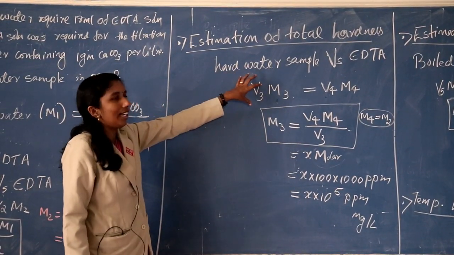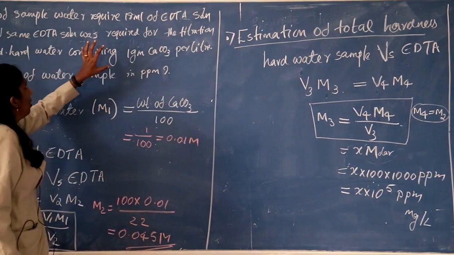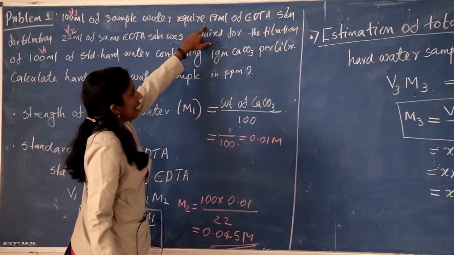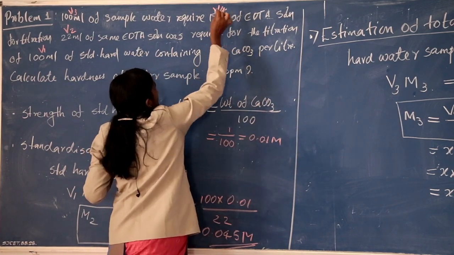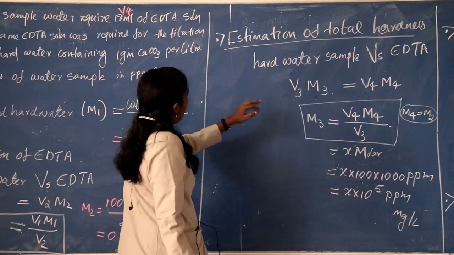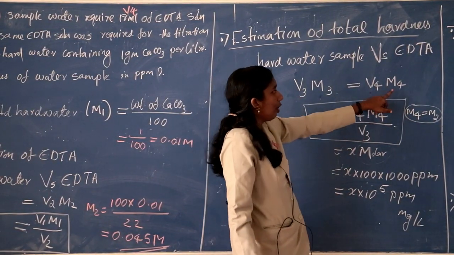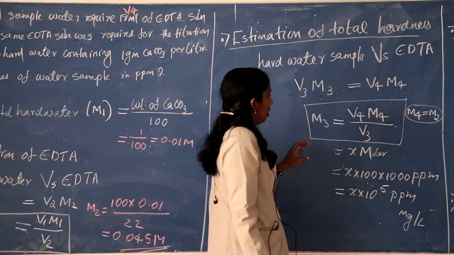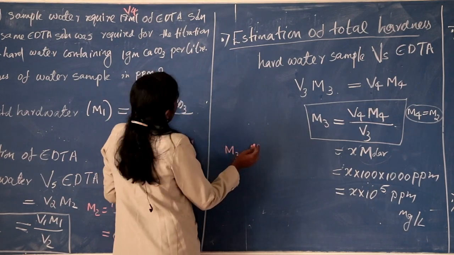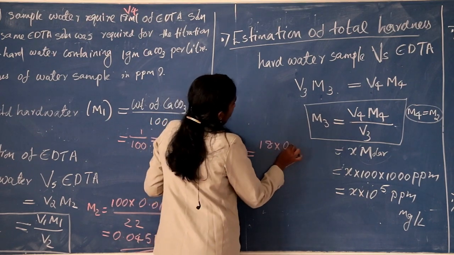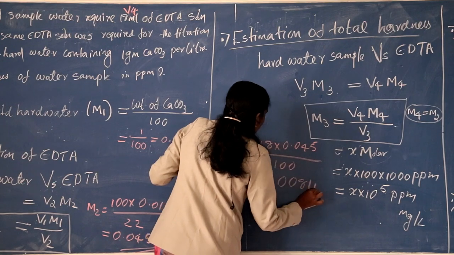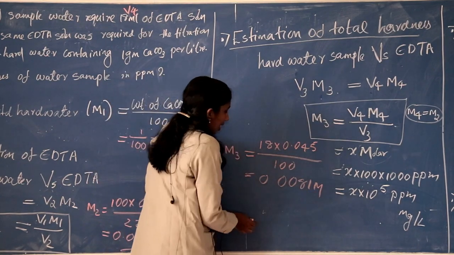Okay, then the next step, estimation of total hardness. Total hardness is sample hard water against EDTA. Looking at the question again, the first statement is 100 ml of sample water, so V3 is 100 ml, which requires 18 ml of EDTA, that is here V4. Then V3 M3 is equal to V4 M4. V3, volume of sample hard water, is 100 ml. M3 has to be found. M4 is the strength of EDTA, the same EDTA solution, so it is the same as M2. Then substitute here: M3 is equal to V4 is 18 ml, 18 into 0.045 divided by 100. We get 0.0081 molar.